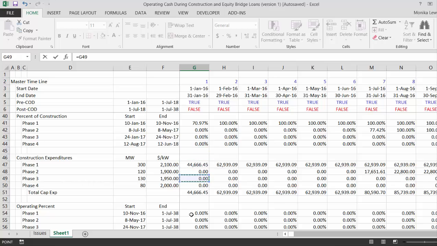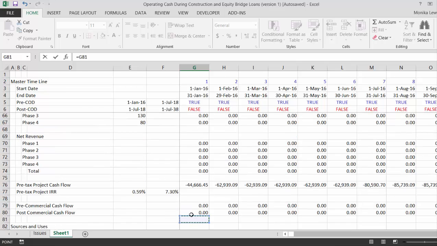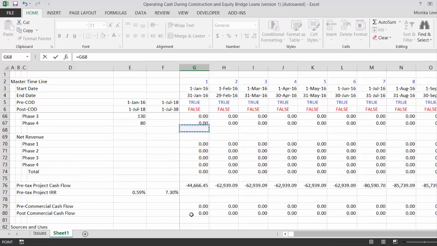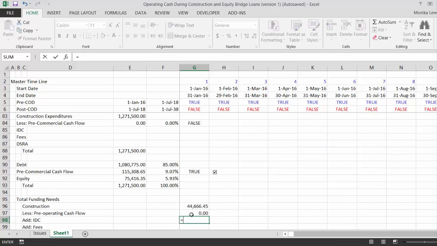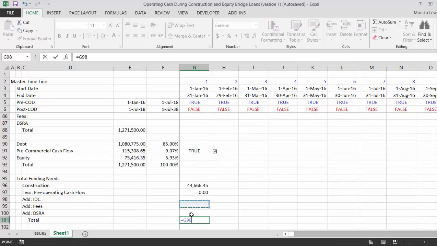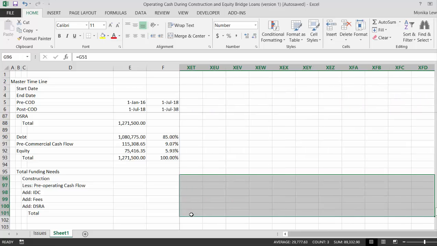Okay, and the construction is just up here, and our pre-operational cash flows are down here. We did this somewhere. I remember it. Here were the pre-operational cash flows. So we don't have any IDC or DSRA yet. So we put this minus this plus this plus the fees plus the DSRA account. Okay. Now Shift Control. Oops.